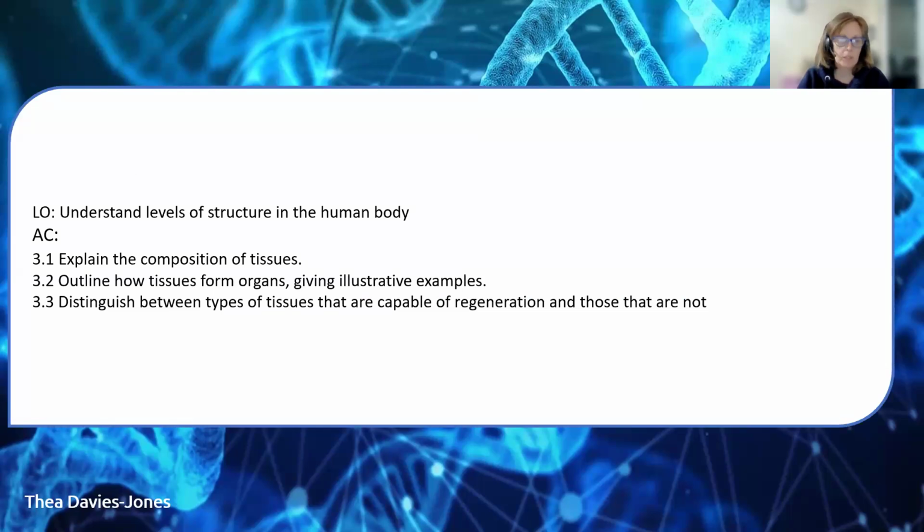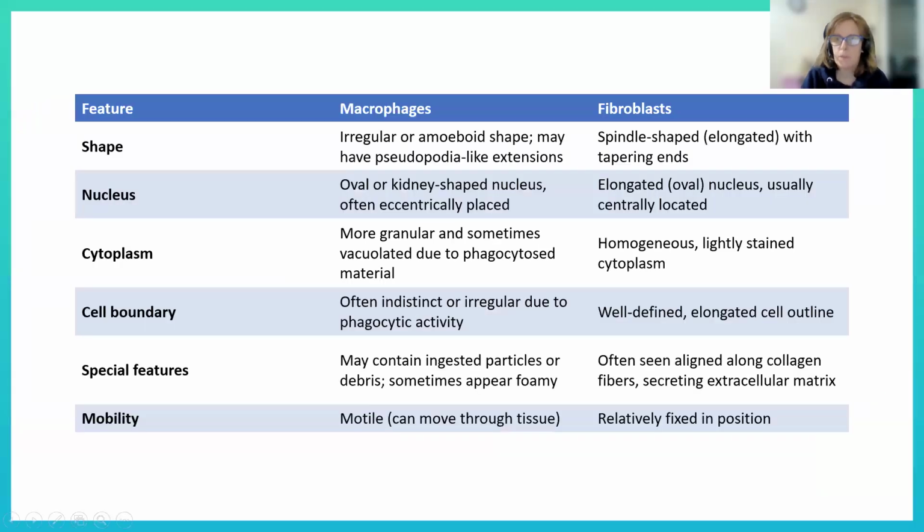First of all, let me just say what we're going to have a look at today. We're going to have a look at assessment criterion 3.3, which is distinguishing between different types of tissue that are capable of regeneration and those that are not, which we still need to cover today. So that's what we're going to be doing. But first of all, before I get into that, let me address the question that we were asked. So what was the difference between macrophages and fibroblasts?